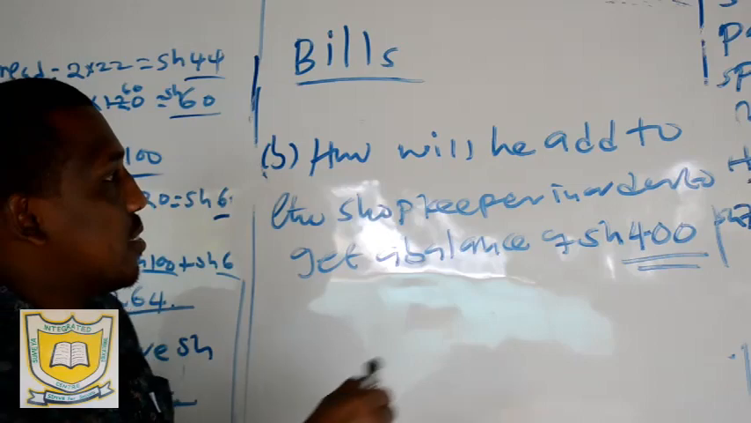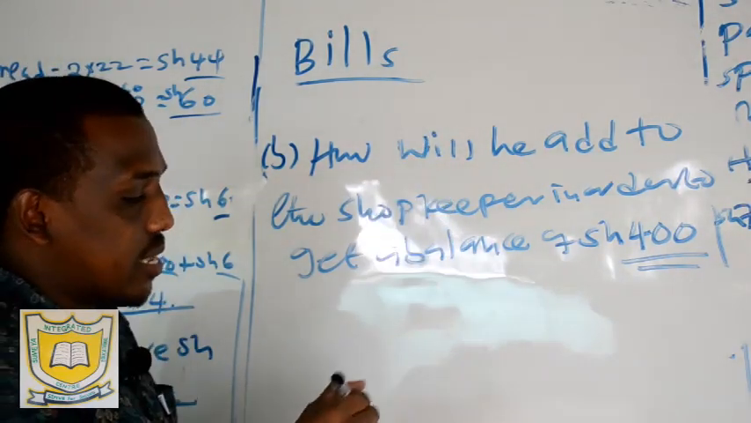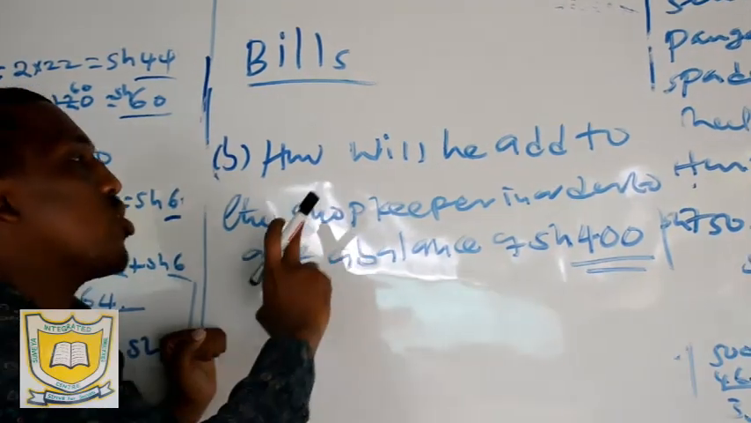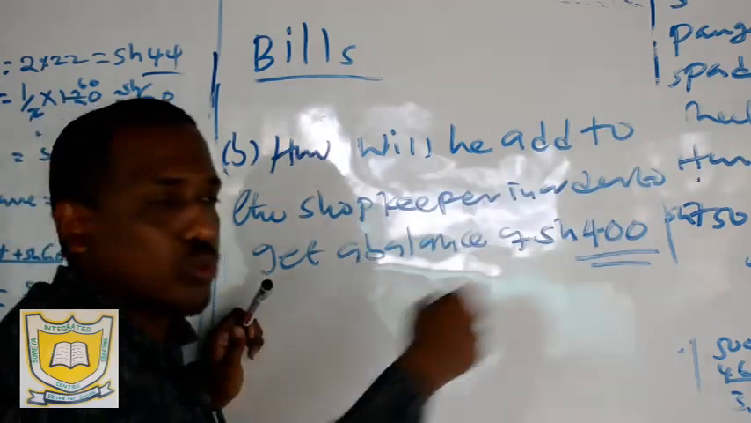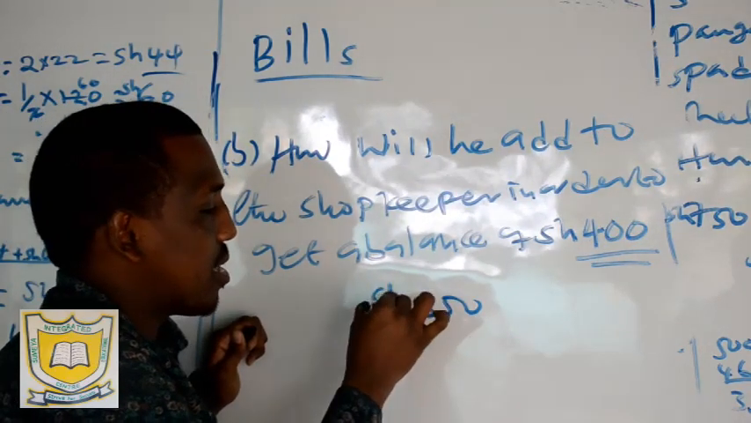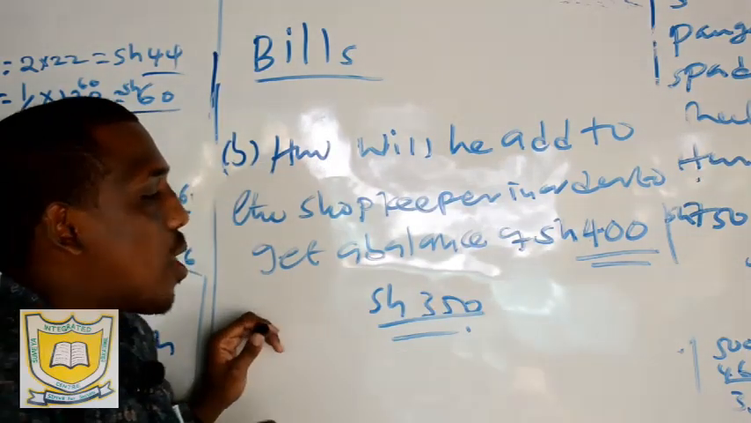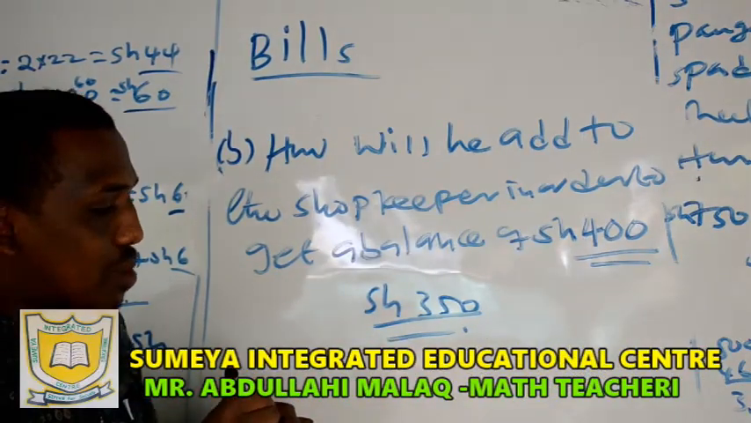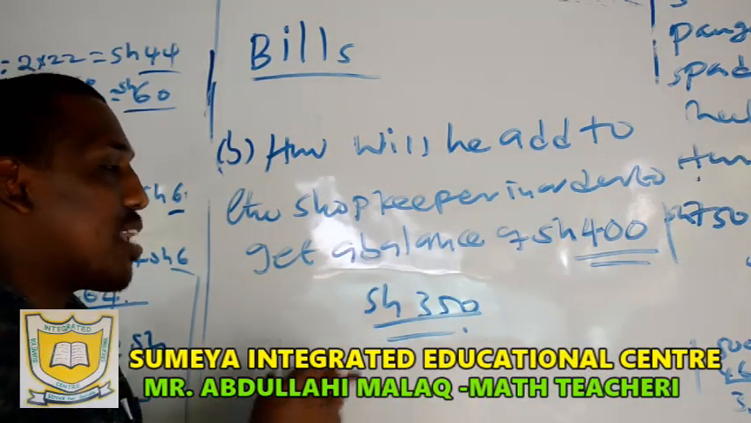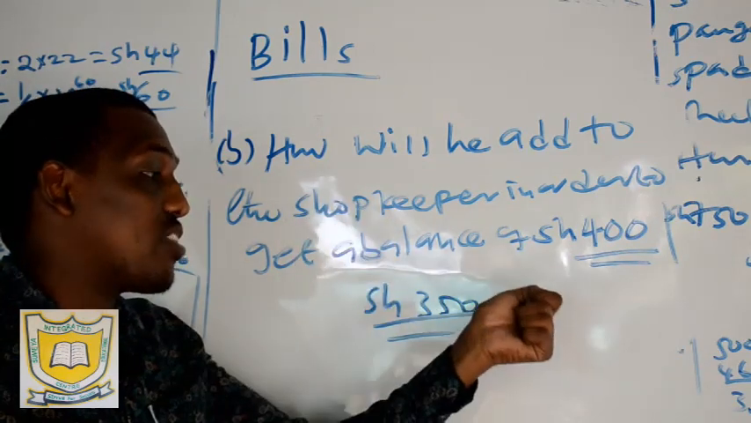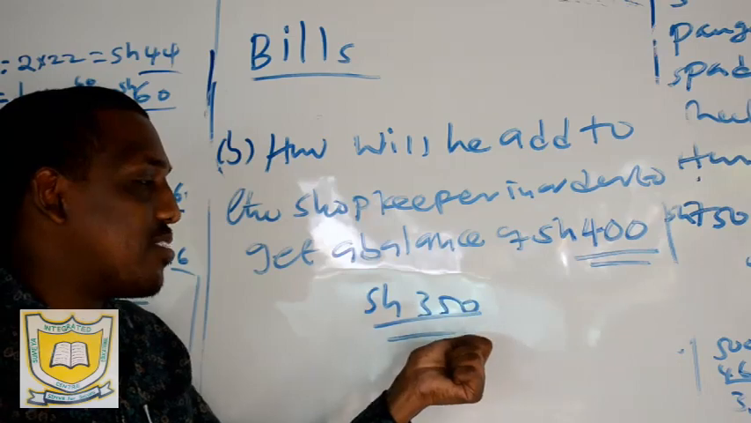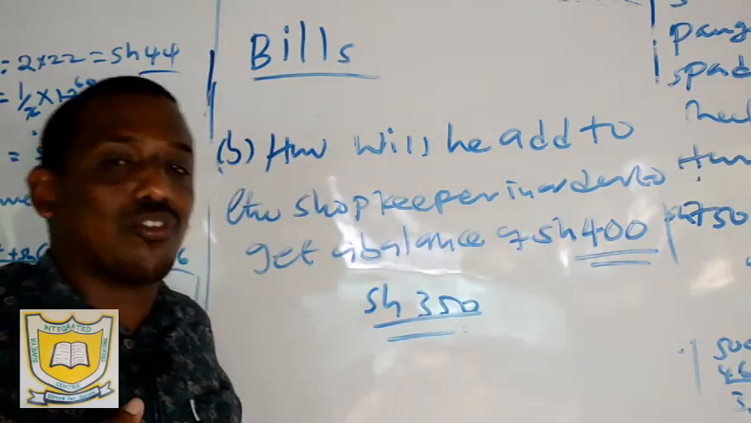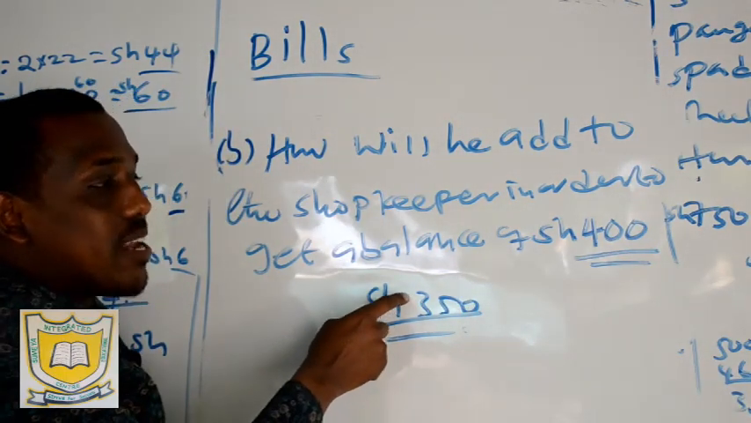This question I have added because it is very necessary to know it. It's very common in examinations, especially in JASMA and Target exams, though the books are not writing it. Sometimes they will tell you how much will he add to the shopkeeper. Remember, the balance was 350. So how much will he add to the shopkeeper so that he will get 400? He gave the shopkeeper 5,000, the bill was 4,650, and then he was given a balance of 350. How much will he add here so that he will get a balance of 400?